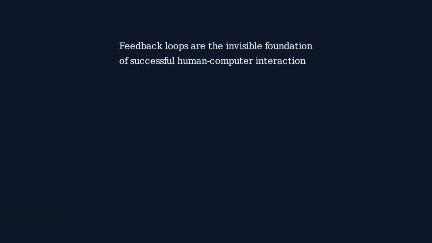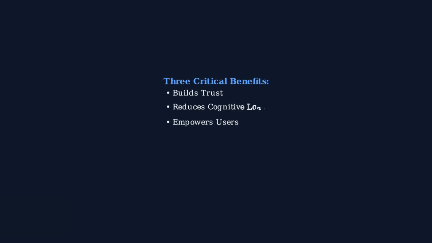We've explored how feedback loops form the invisible foundation of every successful human-computer interaction. From the subtle haptic buzz of your smartphone to the complex visual indicators in autonomous vehicles, feedback shapes how we understand and trust technology. Good feedback design solves three critical challenges. First, it builds trust by keeping users informed about what's happening. Second, it reduces cognitive load by making interactions feel natural and predictable. Third, it empowers users by giving them control and understanding of the system.